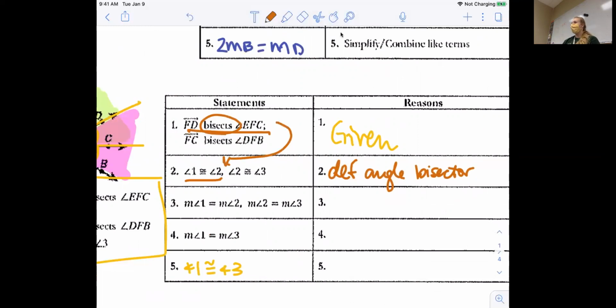No, not quite. Yes. Ben said it's angle bisector because the bisector is what makes my angles equal. Yes. Okay, from step 2 to step 3, I went from angle 1 is congruent to angle 2 to measure of angle 1 equals measure of angle 2. That's definition of congruent angles. Anytime you switch from congruence to equality, that's definition of congruent angles.